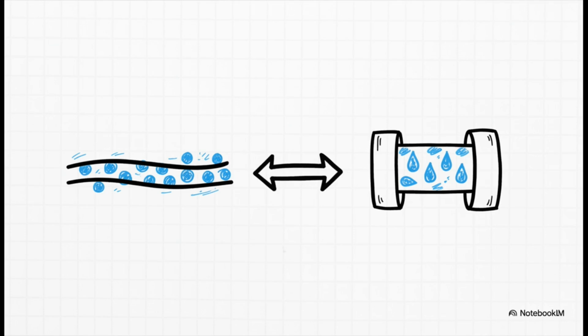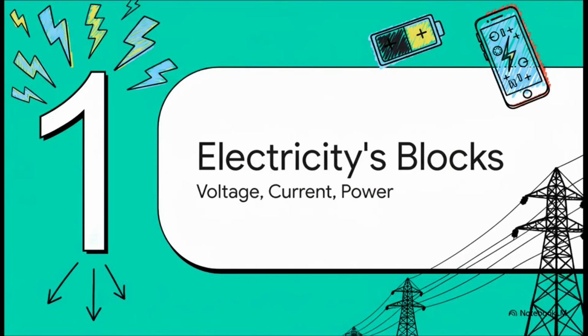Okay, to really get our heads around these invisible concepts, we're going to use a super simple analogy. Just picture electricity moving through a wire as if it were water flowing through a pipe. Seriously, if you can get this one idea down, everything else is going to click into place. It's the key.